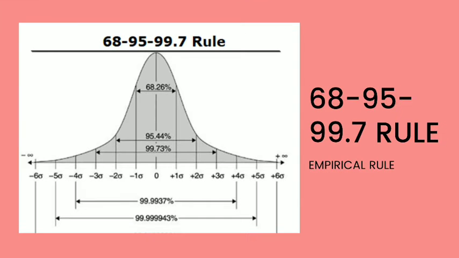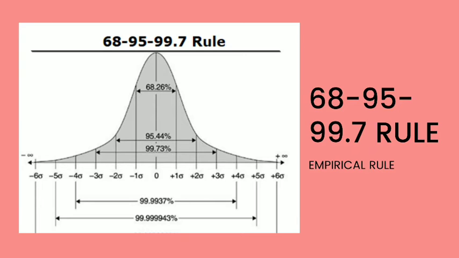This is the empirical rule. This states that 99.7% of data observed following a normal distribution lies within 3 standard deviations of the mean. Under this rule, 68% of the data falls within 1 standard deviation and 95% within 2 standard deviations.